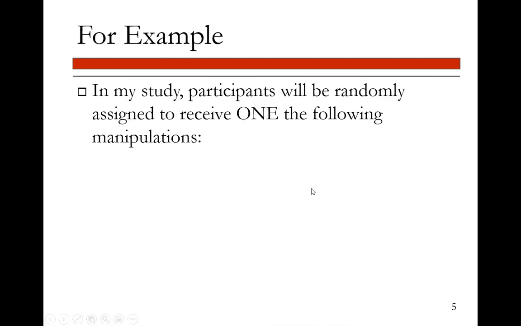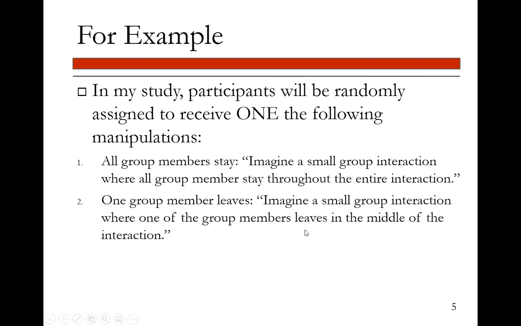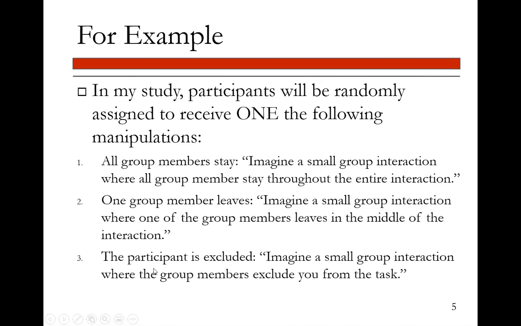So, for example, in my study, participants were randomly assigned to receive one of the following manipulations. They'll either imagine a small group interaction where all group members stay throughout the entire interaction. In a separate condition that other participants will be randomly assigned to, one group member leaves. So they should imagine a small group interaction where one of the group members leaves in the middle of the interaction. Remember, this is one of the most interesting groups I want to look at. And the third is where the participant is excluded. So imagine a small group interaction where the group members exclude you from the task.